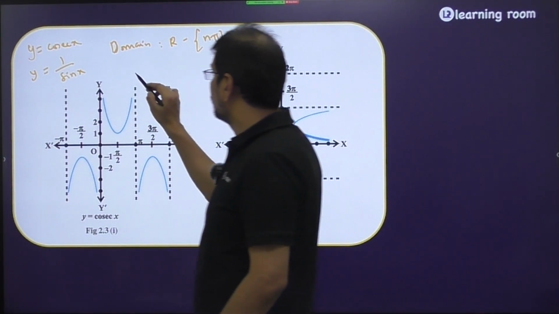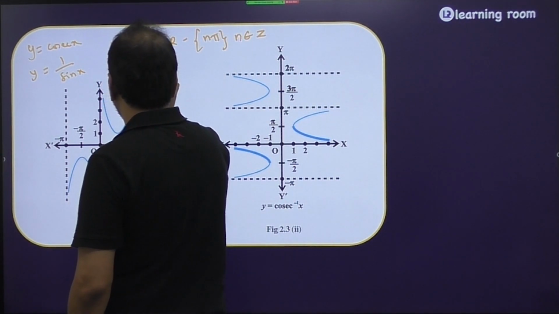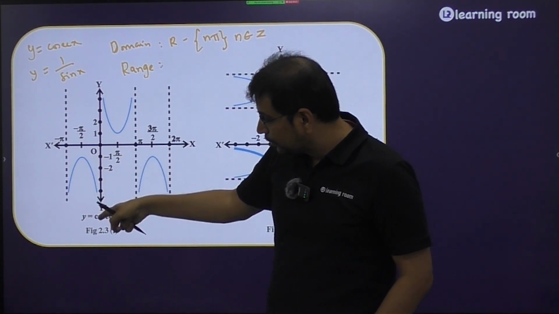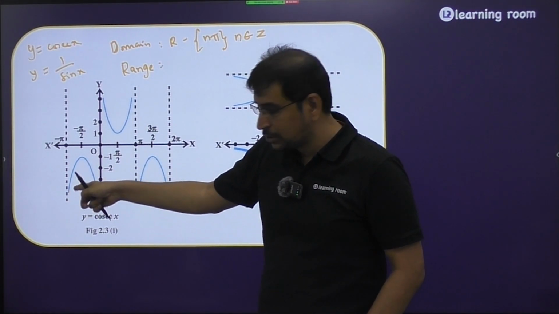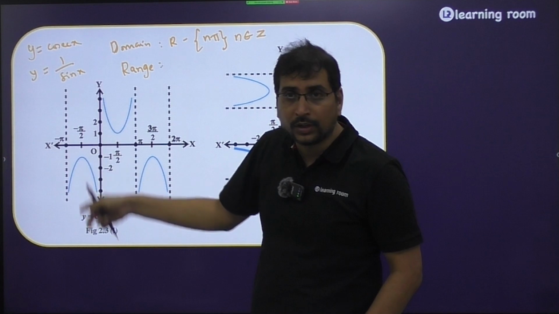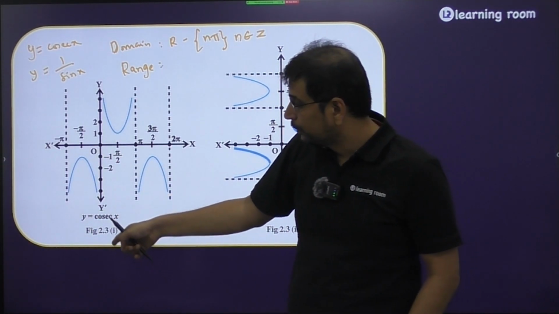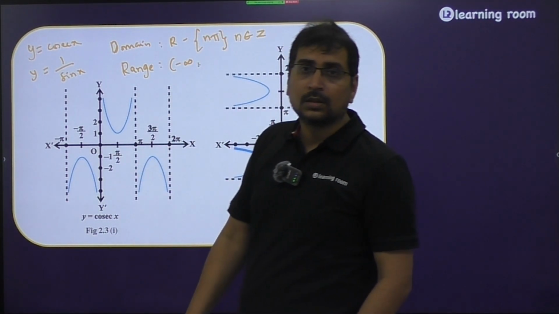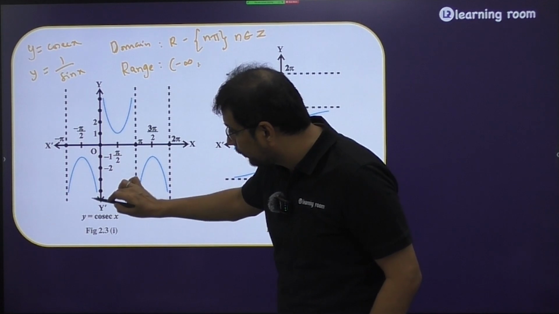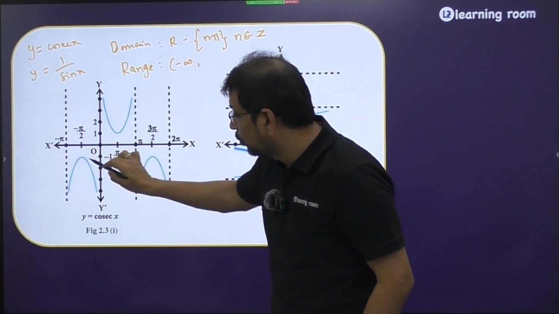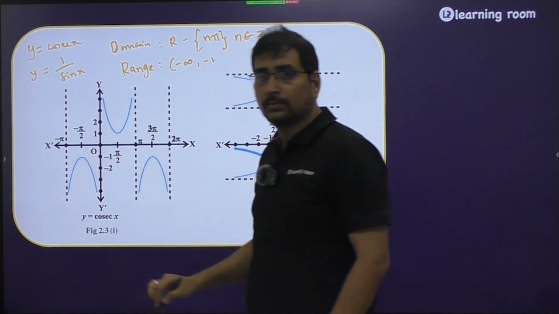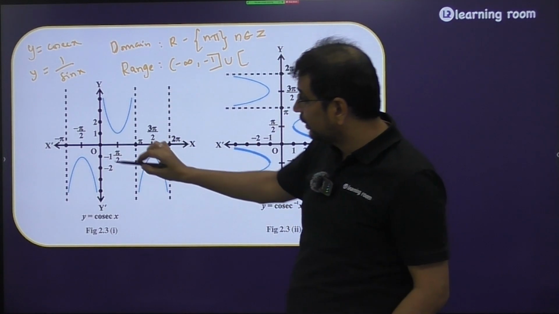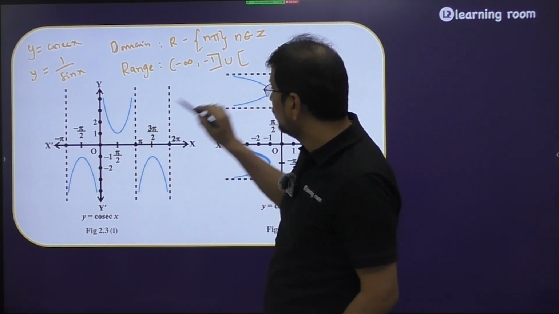What about the range? It's not real numbers. Observe. What is the least value you are able to observe? Whenever the graph is touching the y-axis, it means it is going to infinity or minus infinity. What is the least value it is going to? Minus infinity. It's an open interval. First of all, observe minus infinity. Where is it stopping? At minus 1. Minus 1 is coming or not? Close it. Union. Where is it again starting? There is a break between minus 1 and 1. Then 1.